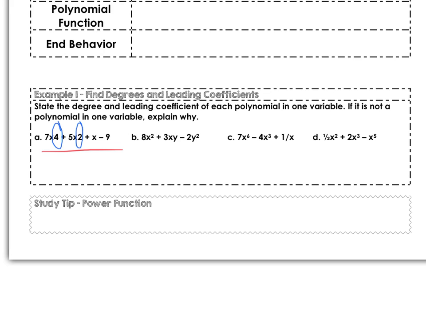So the biggest degree that I see is a degree 4. That's why this is a 4th degree or a quartic polynomial. And looking at this term here, it also holds our leading coefficient, and its coefficient is a positive 7. All right, the reason B is not a polynomial is because of this term that contains both an x and a y. Other than that, one of my terms has an x squared, one of them has a y squared, so it is not a polynomial in one variable.